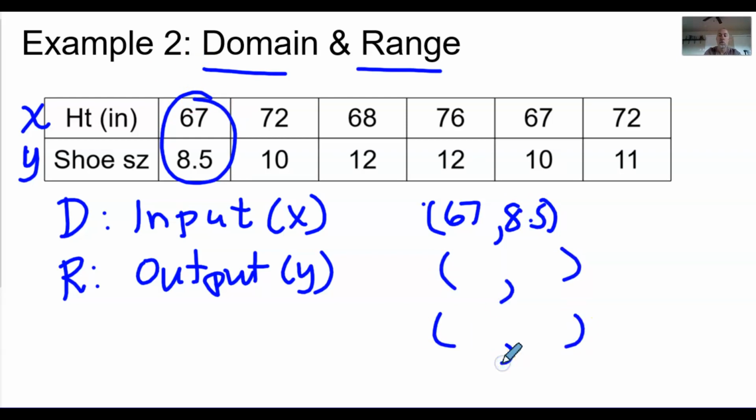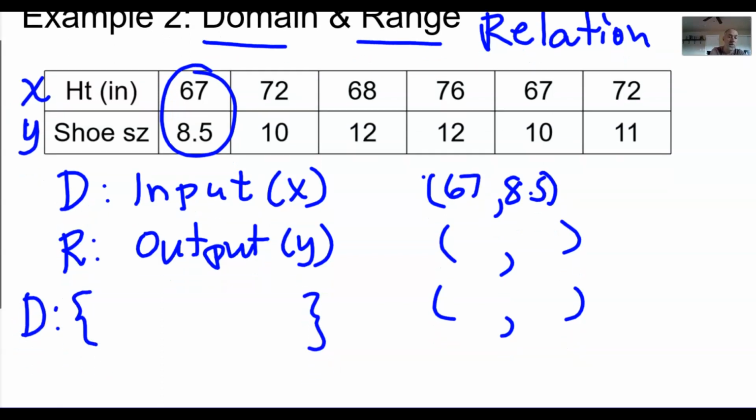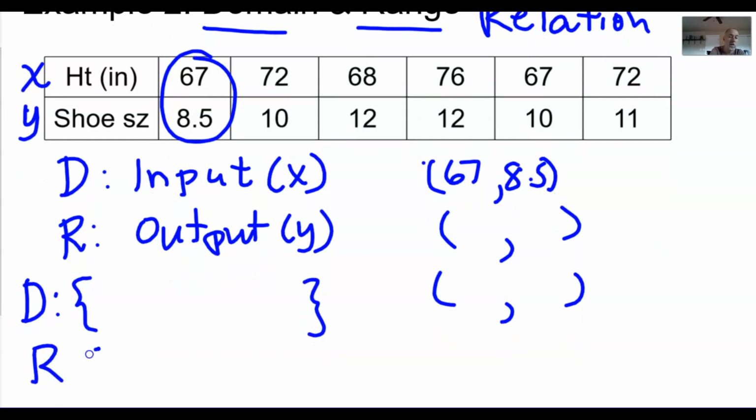And by listing them in ordered pairs like that, you're defining what's called a relation. A relation is just a relationship between two values in an ordered pair. You could also write out the domain for the whole list and the range for the whole list. And remember, when you write out the domain, you just write out the values that are unique without repeating.